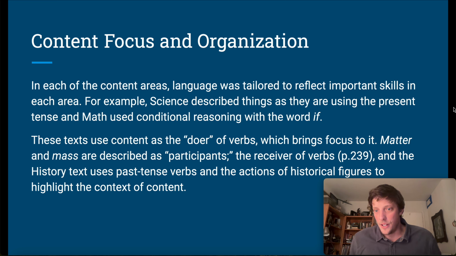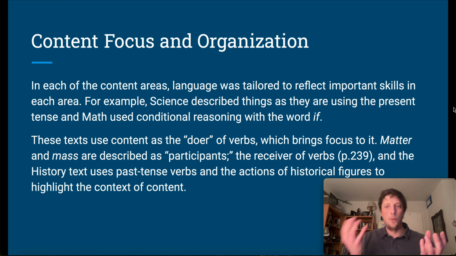In each of these content areas, the language used reflects the important skills within each of these content areas. For example, science, describing things as they are in the present tense and in the natural world, focuses on specific declarative sentences. Math, by contrast, uses conditional reasoning, using the word if. An example in the text is, if Sally spends this much time at the pool, how much time will she have left for homework? Right? If something is true, how will it affect this other thing, is a common feature in math.